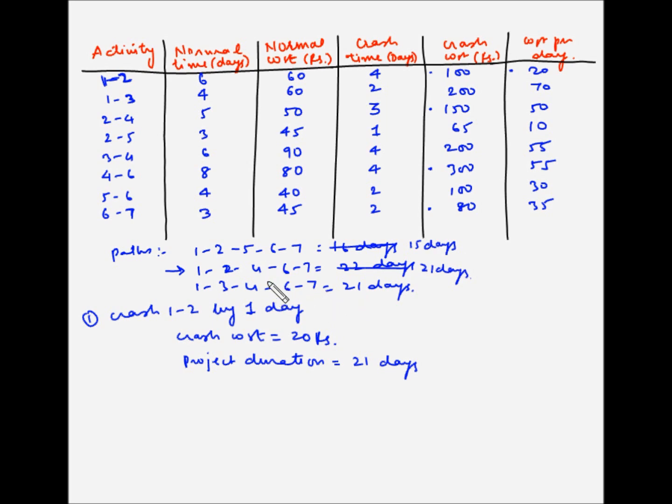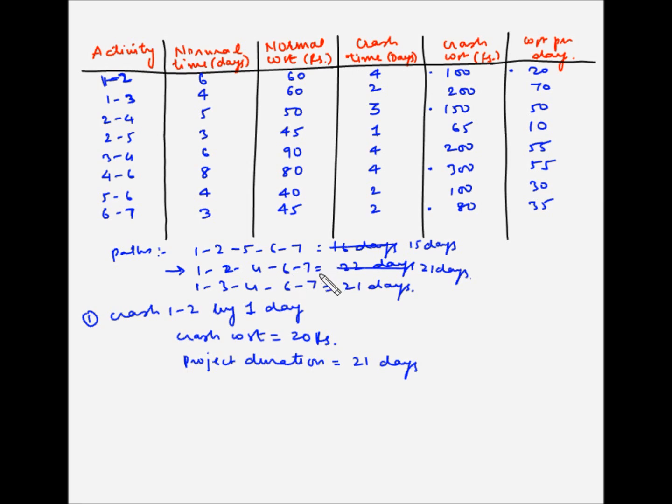So now we have two critical paths. One is 1, 2, 4, 6, 7, which is 21 days, and the other one is 1, 3, 4, 6, 7, which is again 21 days. So let's identify the activities which we can crash. Now in this situation where we have two critical paths, we have to ensure that we have crashed the activities in such a way that the duration for both the paths have reduced.